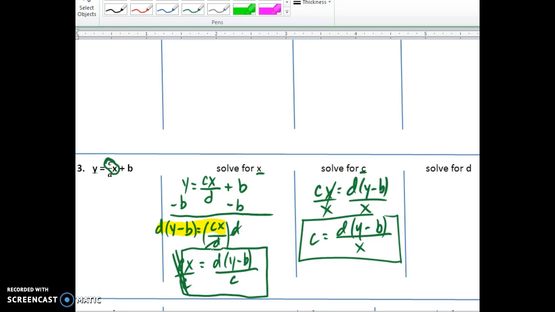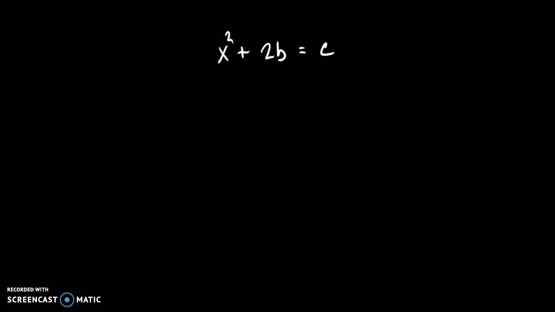And I'll leave it up to you to solve for d, but there's an example of solving for two different variables in the same equation and paying attention to the order of operations. Plus and minus first, multiplication division next, and then powers after that. And why don't I throw in one with a power in it so you can see that. I want to solve for x.